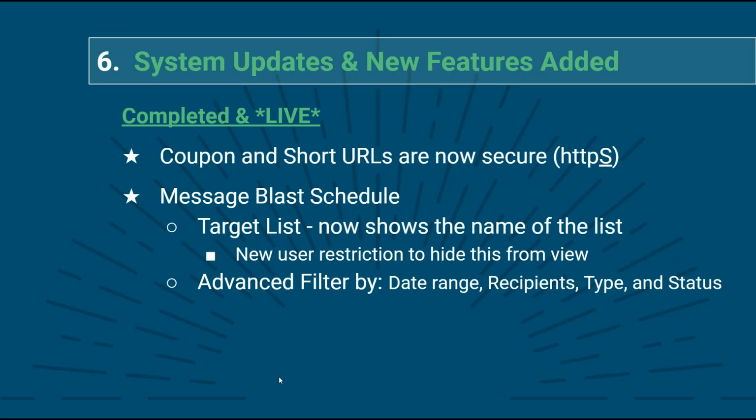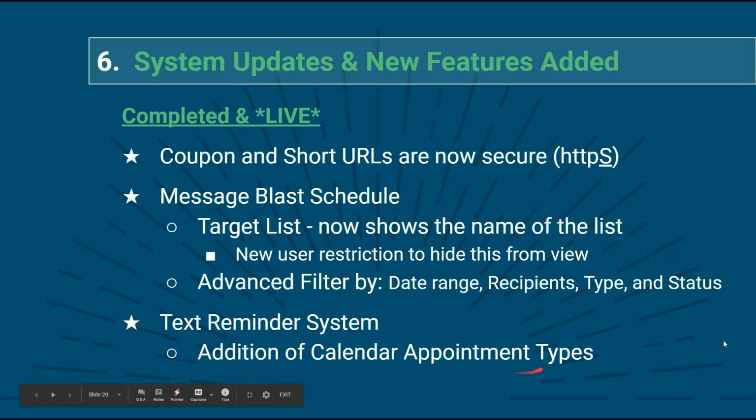So for those of you that are using triggers and blasts and your blast schedule has become cluttered with all this data, you can now use the advanced filter to just see more efficiently into the blast schedule. The text reminder system, we added the ability to add calendar appointment types. So if your clients are using the reminder system and they want to be able to differentiate an appointment by the type of appointment that it is, you can now add appointment types to your calendar appointments.